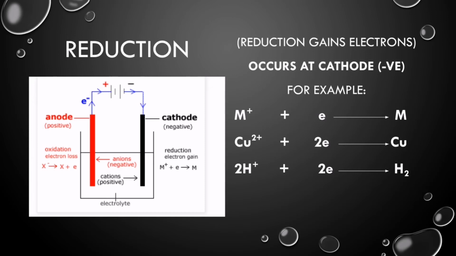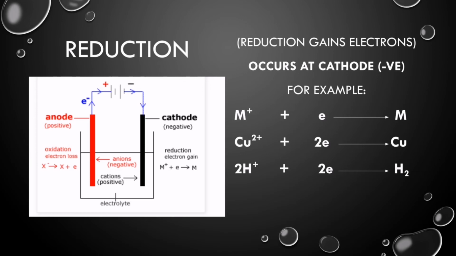In this slide, I am going to explain about the reduction reaction. Reduction occurs at the negative electrode, which is called cathode. Now remember, reduction is a process where it gains electrons. All of the equations in this slide are called half equations that happen at the negative electrode. For example, based on the picture, M is a positively charged ion. It gains one electron and forms M atom.